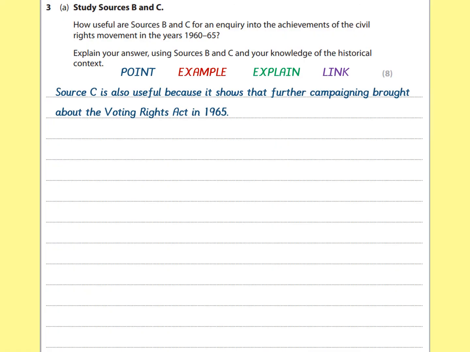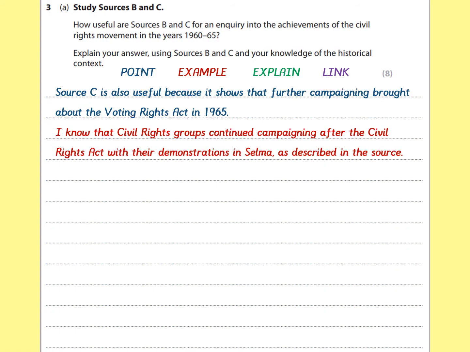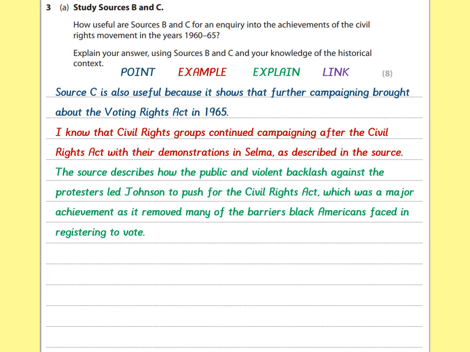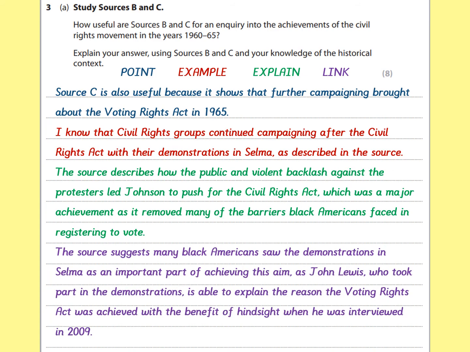Source C is also useful because it shows that further campaigning brought about the Voting Rights Act in 1965. I know that civil rights groups continued campaigning after the Civil Rights Act with their demonstrations in Selma, as described in the source. The source describes how the public and violent backlash against the protesters led Johnson to push for a Civil Rights Act, which was a major achievement as it removed many of the barriers Black Americans faced in registering to vote. The source suggests Black Americans saw the demonstrations in Selma as an important part of achieving its aim, as John Lewis, who took part in the demonstrations, is able to explain the reason the Voting Rights Act was achieved with the benefit of hindsight when he was interviewed in 2009.